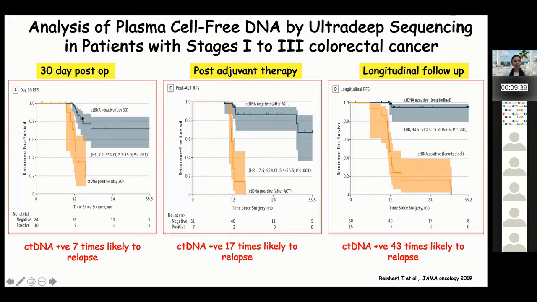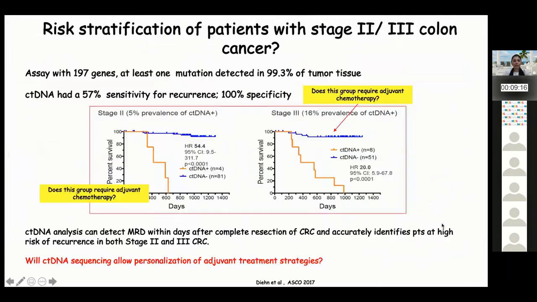And you can see those patients who had ctDNA negative versus positive. The positive patients were 7 times likely to relapse. Once you detected the ctDNA post-adjuvant therapy, these patients were 17 times more likely to relapse. And of course, if you detected a ctDNA while you were doing surveillance for your patient, that means at different time points, they were 43 times more likely to relapse.